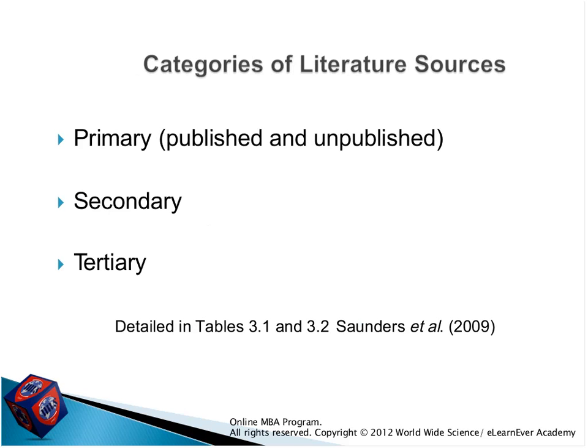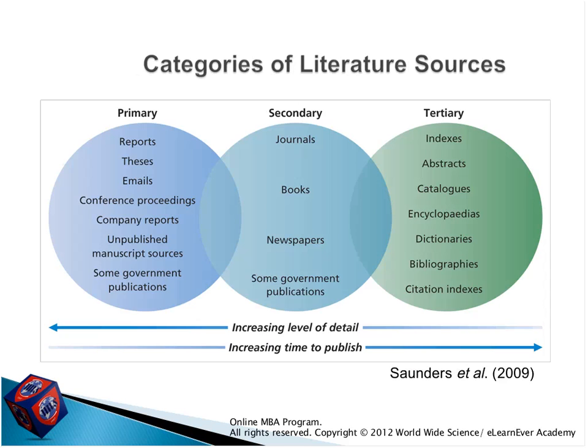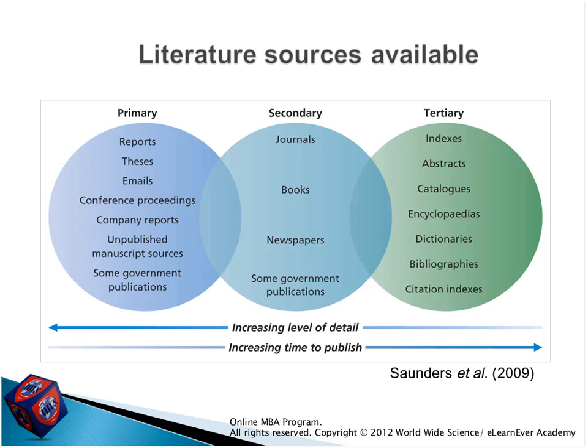So now we go to this slide that Mr. Nawabi asked me about: categories of literature sources, okay? Primary, published and unpublished, secondary, and tertiary. And this category is based on Sanders et al., 2009. So when you see this slide, you can get the idea about the literature sources available.